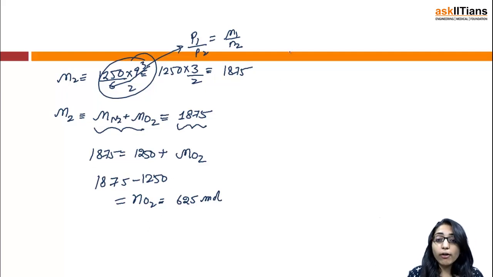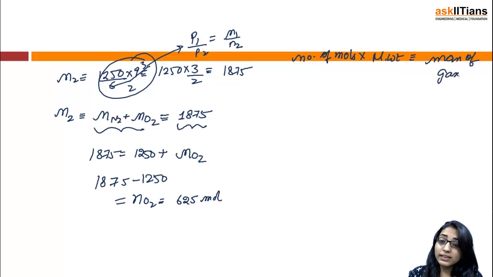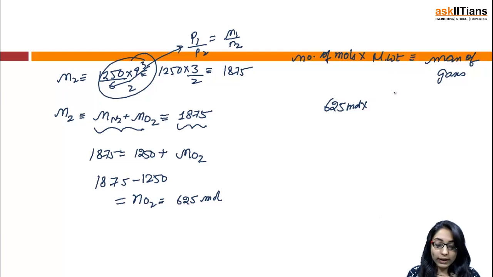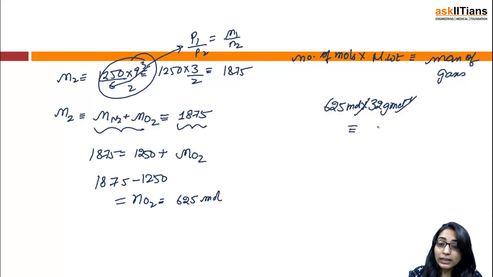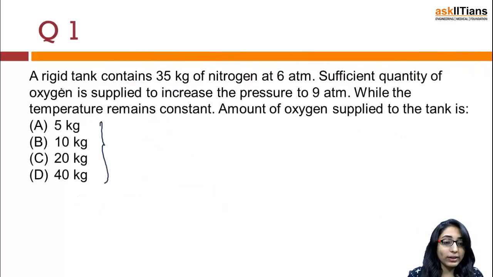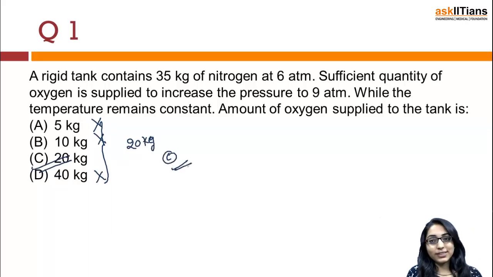Now if you know the number of moles, you can say that number of moles into the molar weight is nothing but the mass of the gaseous species which is present. That means now you have 625 moles, and if you multiply it with 32 grams per mole, the mole gets cancelled and the value comes out to be 20 kilograms. So on solving this, you will get the value as 20 kilograms. Let's see if such a value is given to us in the question. 5, 10, 40. So 20 kilograms, option number C is the correct option for this particular question.